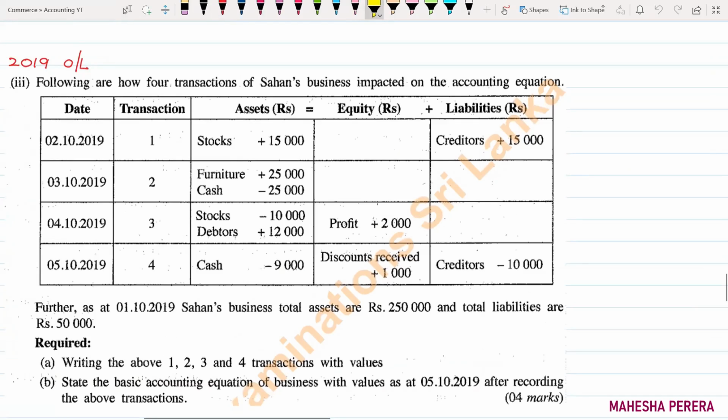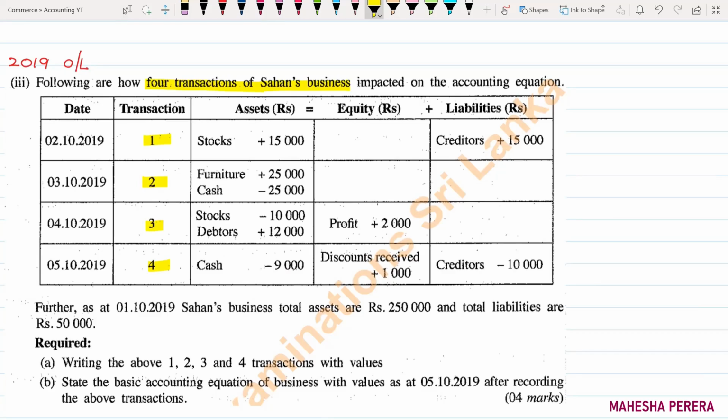Okay, let's discuss the 2019 A/L question. Again, question number 5, Roman figure 3. Following is how 4 transactions of Sahan's business impacted the accounting equation. Right. So can you see? There are 4 transactions, and the impacts of these transactions are given.